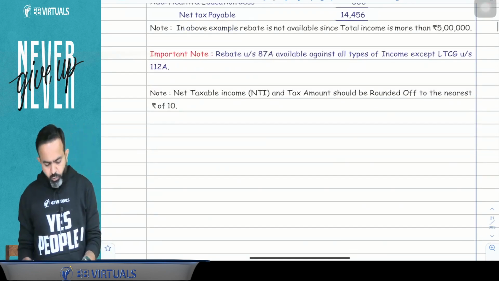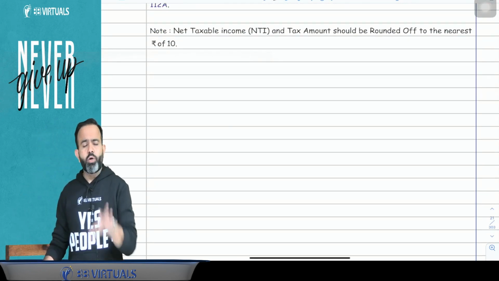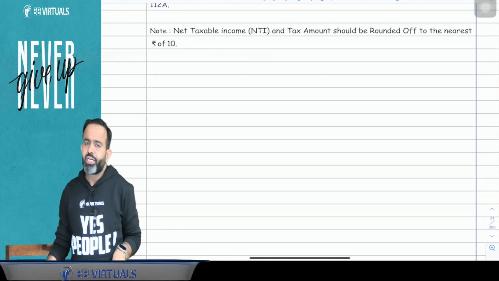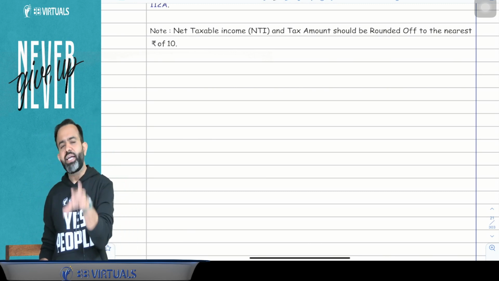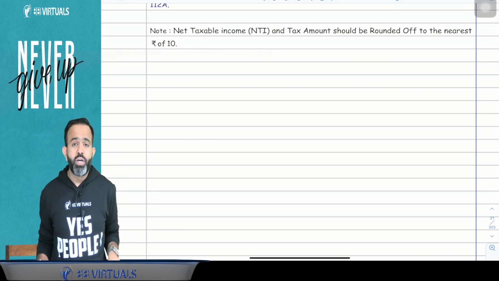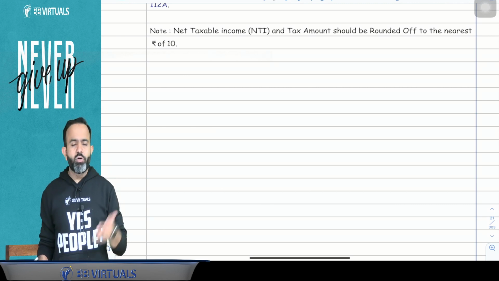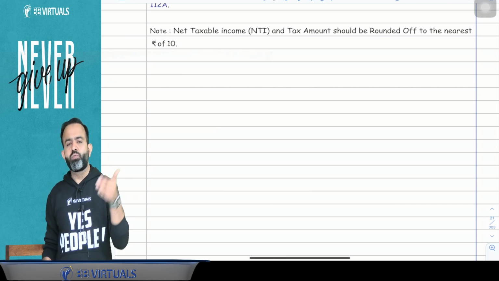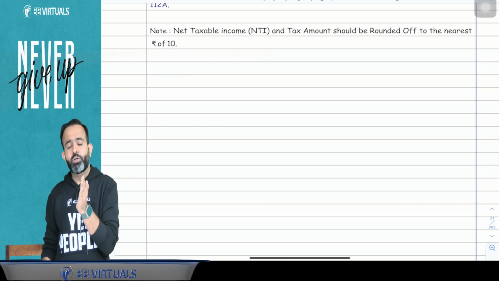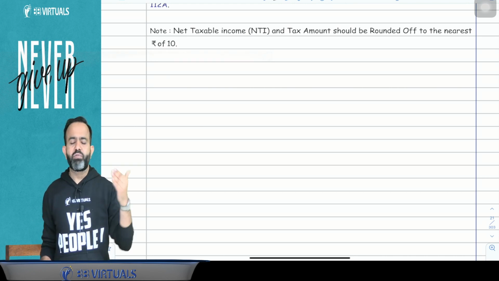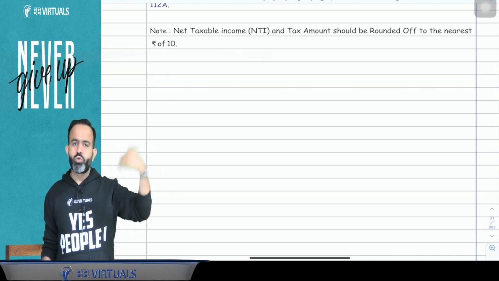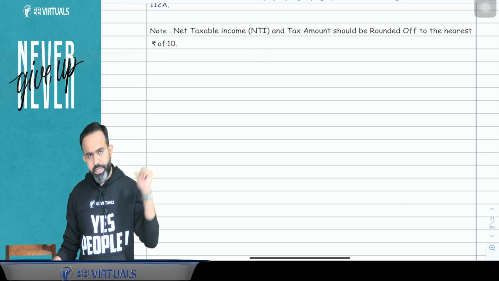Yes. Now always remember, whatever the net taxable income is, the total income of any person, as well as the net tax payable, has to be rounded off to the nearest rupees of 10. Nearest 10 means, suppose there is a 1, 2, 3, 4, then you have to round it off to the lower 10, and suppose there is a 5, 6, 7, 8, 9, then you have to round it off to the upper 10. You got my point or not?